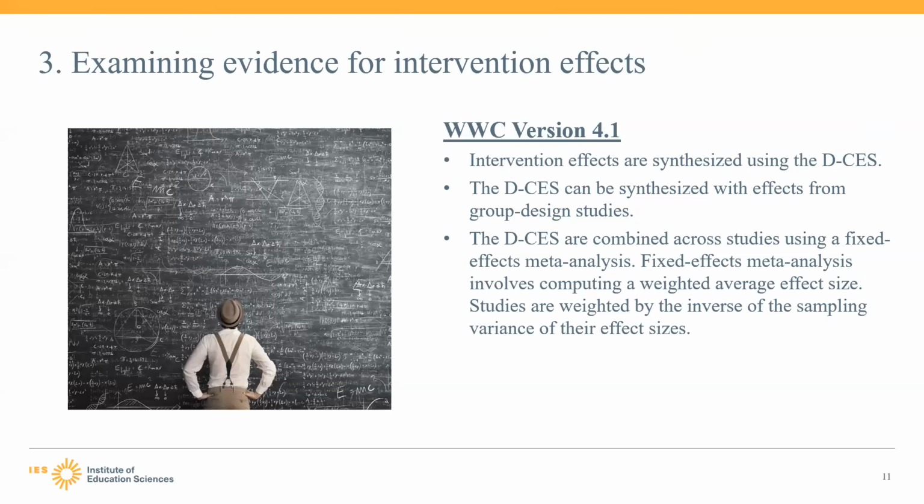Second, this design comparable effect size can be synthesized with effect sizes from group comparison designs, such as HSG. Third, instead of vote counting, so calculating the proportion of positive interventions, a fixed effects meta-analysis is recommended. Studies included in the meta-analysis are weighted by the inverse of the sampling variance of the design comparable effect size.